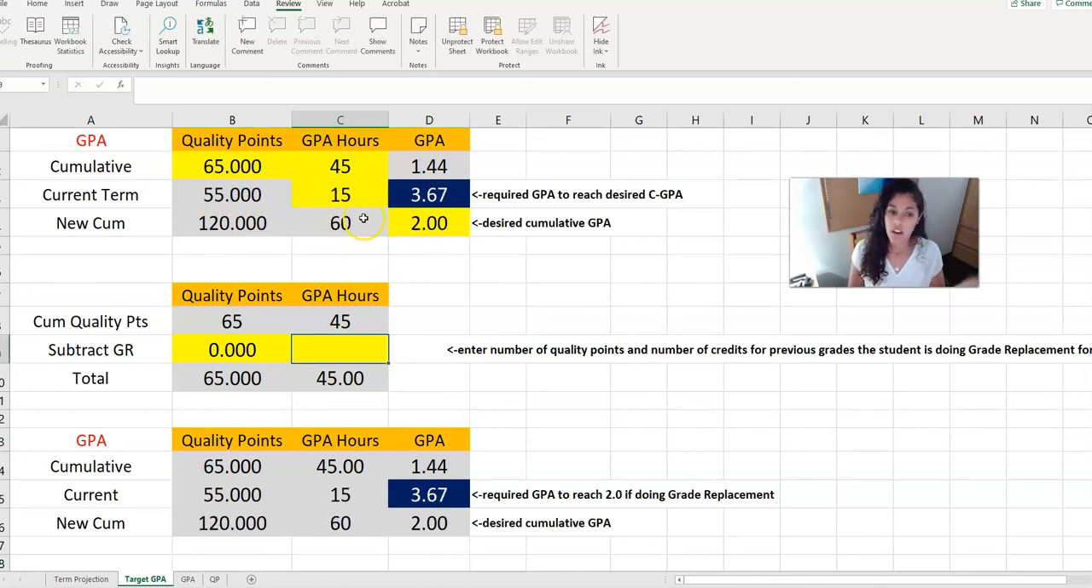So now it's saying, okay, we know we're going to have 60 GPA hours at the end because 45 plus 15, that's 60. We know we need a 2.0. So what divided by 60 gives us a 2.0, 120. We know we have 65 quality points. How do we get to 120? The student needs to earn at least 55 quality points, divided by their 15 hours, means they need a 3.67 this term.